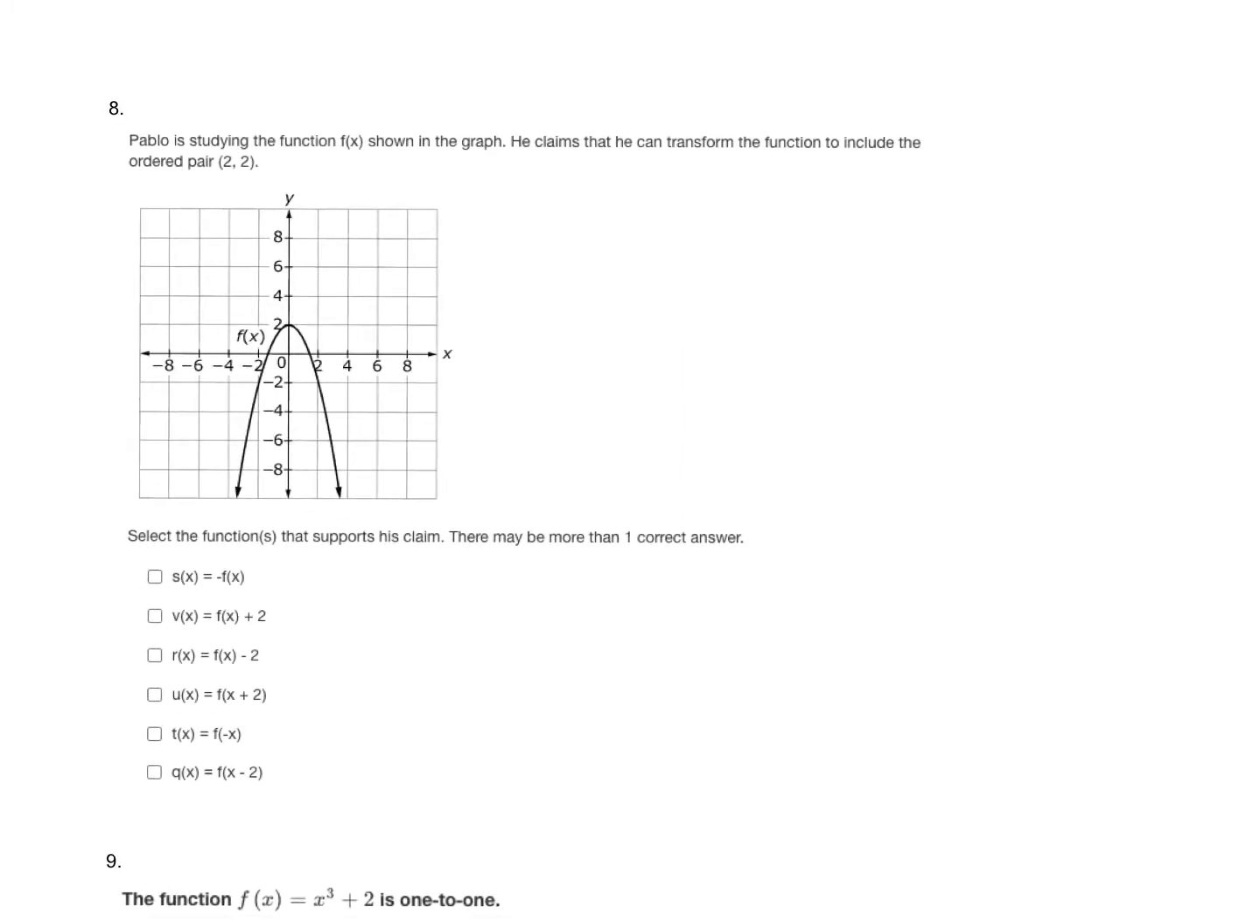All right, so we have this graph, and the question says, which of these different transformations would allow our graph to include the point 2, 2? The sneaky thing about this question is that, as it says, there's going to be potentially more than one correct answer. So I can see several ways that I could get to this point 2, 2.